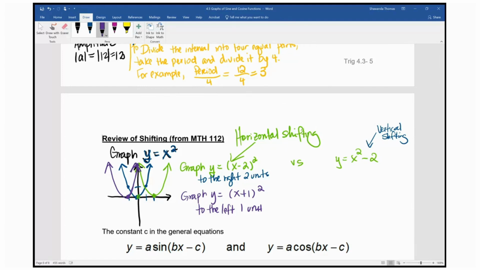So that's horizontal shifting. Let's go over here and create a whole new one. So this is vertical shifting, meaning we're going to go up or down. Vertical shifting is exactly how it looks. If it says minus 2, we're going to go down 2 units. So your regular graph was here. This was the regular one. But x squared minus 2 is not there anymore. It's shifted down 2 units.